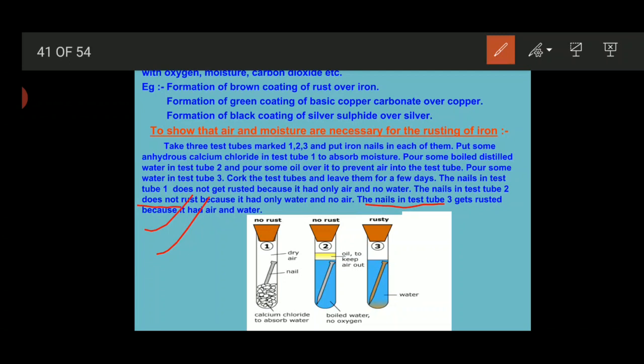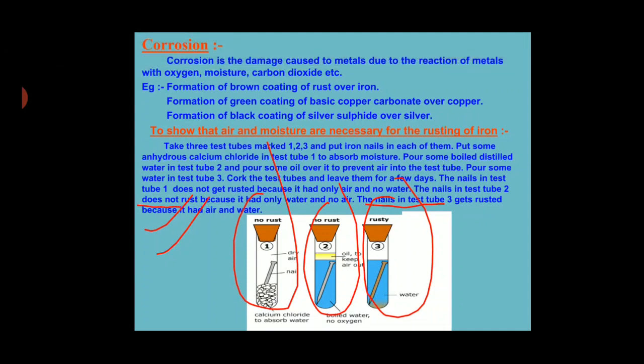If moisture is present and air is absent, then rusting will not take place. If air is present and moisture is not present, then also rusting will not take place. That's why in the third test tube rusting takes place, and in the second and first test tubes rusting will not take place. Now let's see the prevention methods of corrosion, how we prevent metals from corrosion.